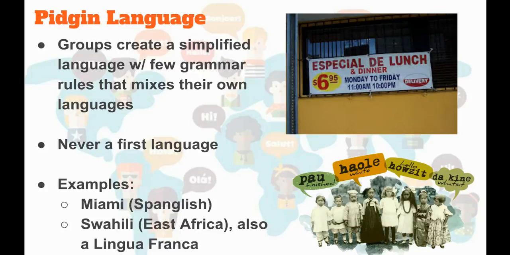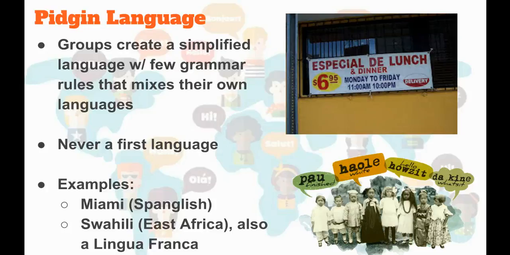It's basically a simplified version of mixing of languages in order for people just to communicate daily from one language to another. So it's just a simplified mix. A lot less grammar is involved for this. This is never anybody's first language. This is like a secondary language people use to communicate.